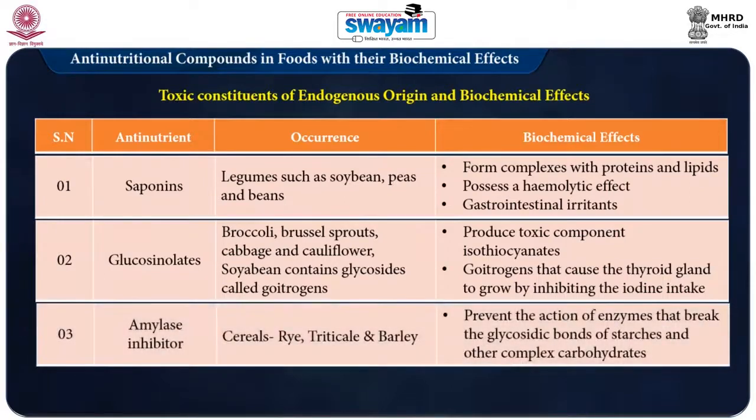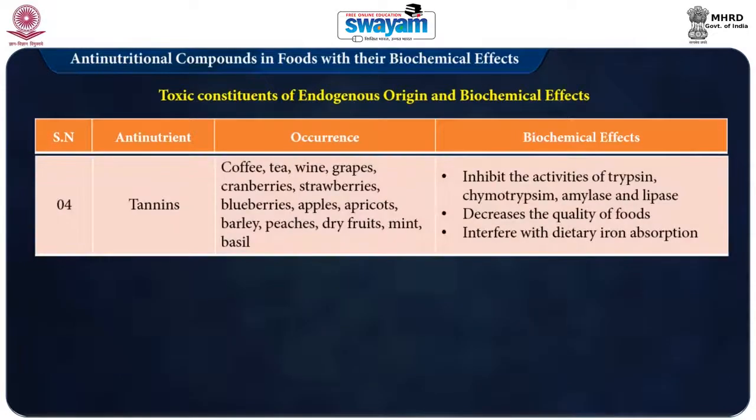Then the third anti-nutrient we see here is amylase inhibitor. Now, amylase inhibitors are seen in cereals, that is rye, triticale and barley. Their biochemical effects show that they prevent the action of enzymes that break the glycosidic bonds of starches and other complex carbohydrates. Next, we come to tannins.